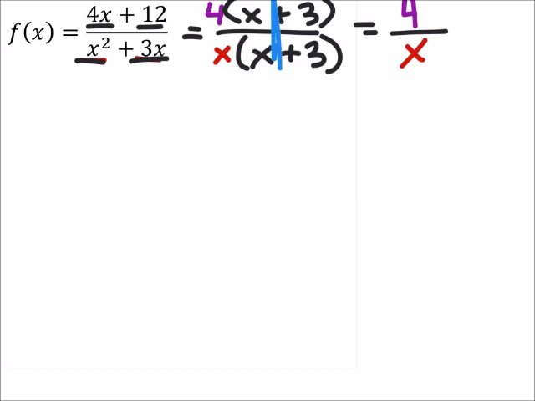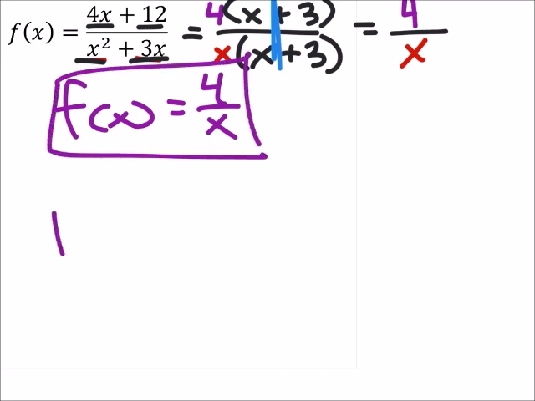So you guys seem to have chosen wisely because factoring first shows us right away what the denominator would be factored. So this is just for determining what the domain is, right? Because right now we know that f of x equals 4 over x, simplified. That's one of our answers.